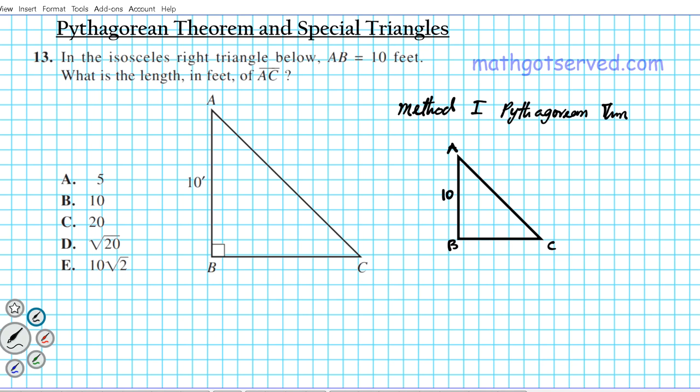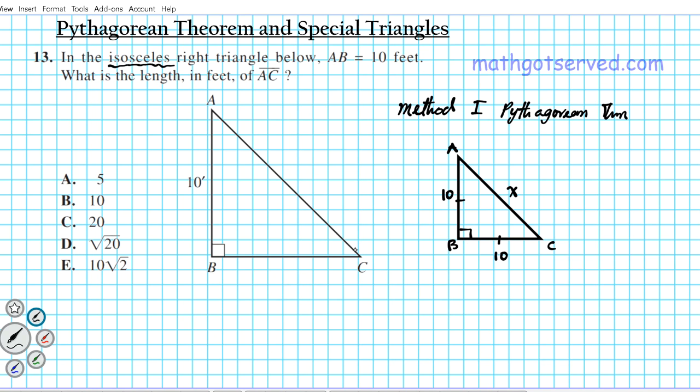AB is 10, and we're looking for the AC, which is x. Since this triangle is isosceles, what does that mean? If it's isosceles, that basically means the two legs are congruent, right? So this leg AB is congruent to this leg CB. So this is also 10.